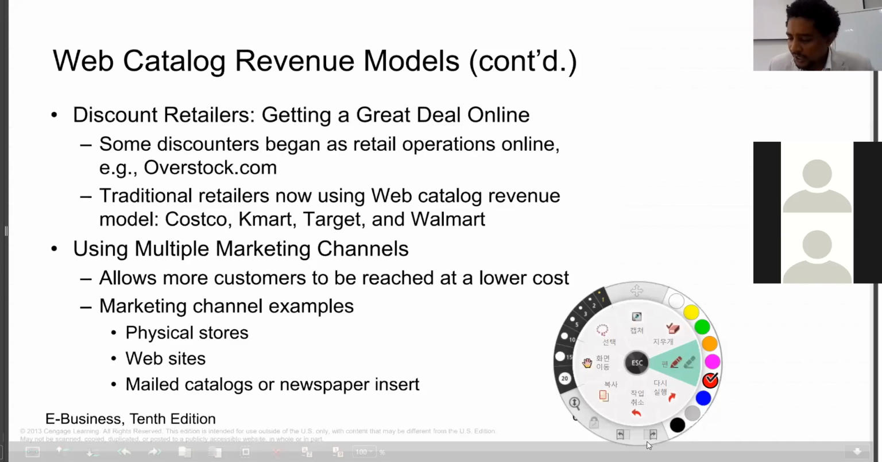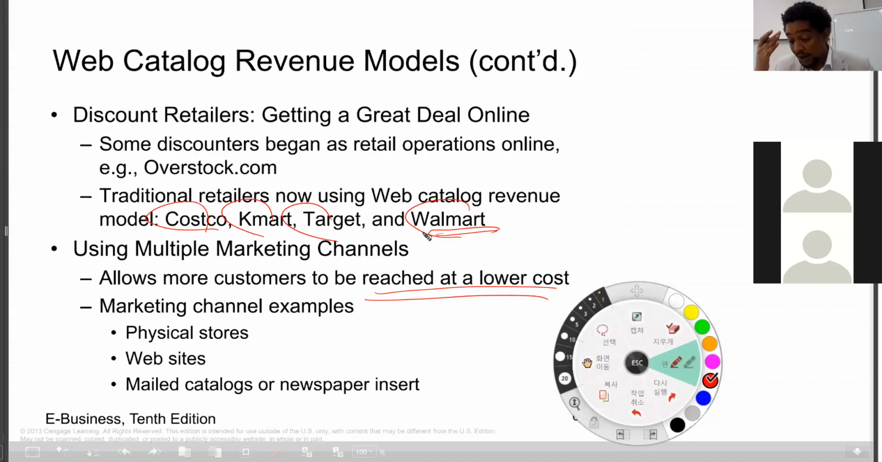So traditional retailers now are using the web catalog revenue model. As I've said, Costco, we have Kmart, we have Target, they all use web catalogs. Using multiple marketing channels allows more customers to be reached at a lower cost. For example, Walmart is not only using a web catalog; they also use other means of reaching their customers. The point is to introduce your products to your customers so that customers know more about your products.